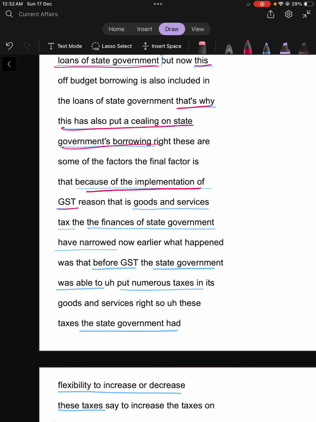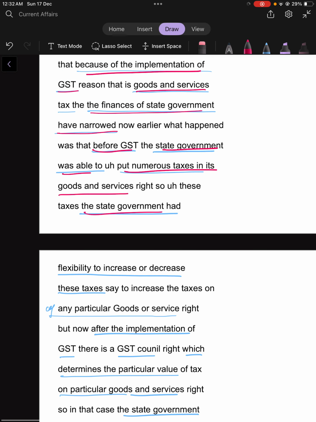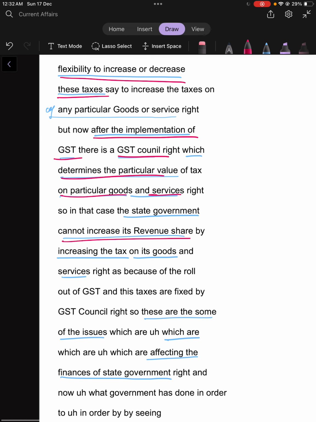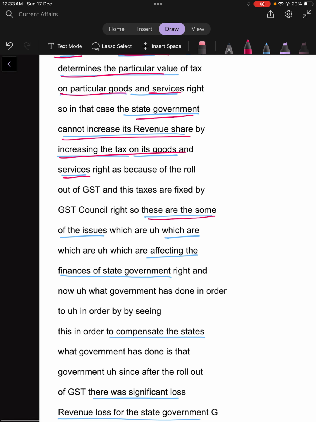With the implementation of GST, the taxes on goods and services and the finances of the state governments have narrowed. Before GST, state governments were able to put numerous taxes on goods and services, and had the flexibility to increase or decrease these taxes. But now the GST Council determines a particular tax value on particular goods and services. State governments cannot increase their revenue by increasing taxes on goods and services. These are some of the issues affecting the finances of the state governments.